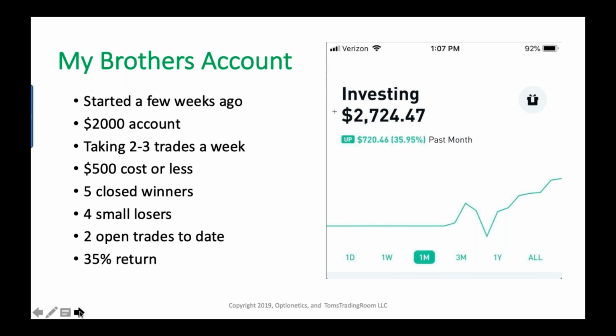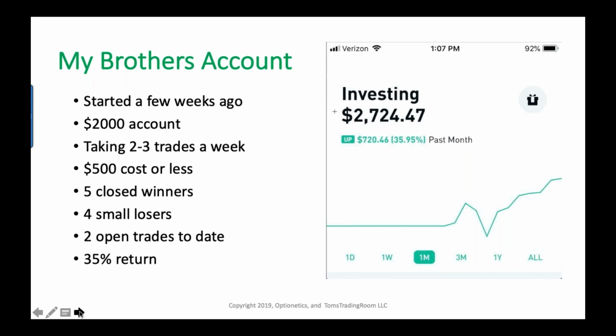His trading costs, I asked him these questions today at lunch. I said, what's the most you spend on a trade? He goes, they're $500, but mostly less. I said, all right, what does your trading look like right now? 5 closed winners, he's got 4 small losers. He took them off if they went more than $100 against him. He has 2 open trades to date.